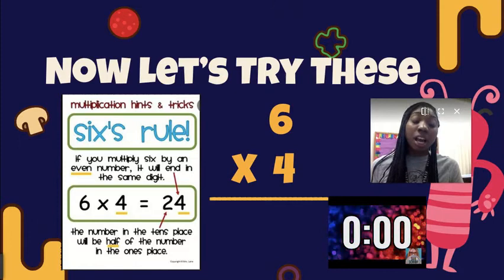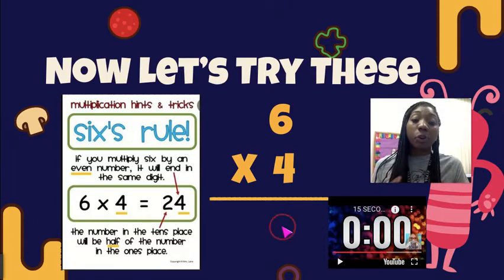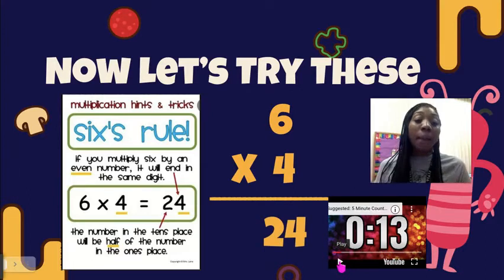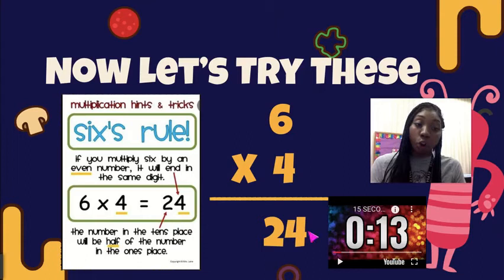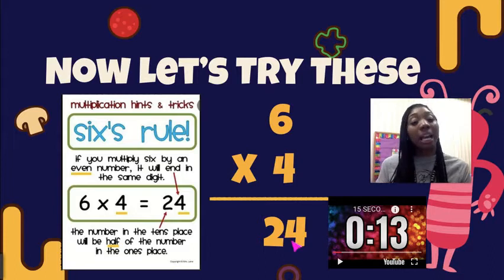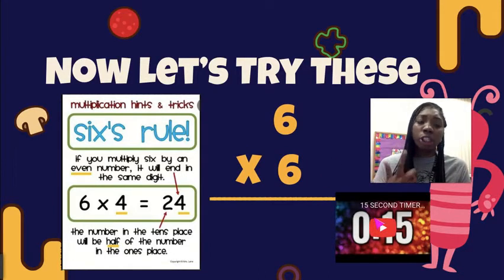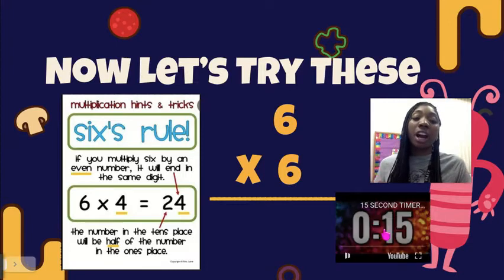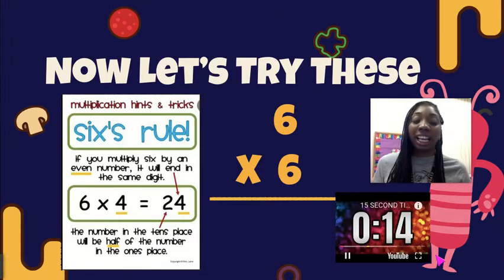Okay, time's up. 6 times 4 is 24. You got it, because we know that the number we're multiplying by is going to be in the ones place, and we know that half of 4 is 2. So 6 times 4 is 24. Let's try another one. I want you to try 6 times 6. Are you ready? Okay, here we go. 15 seconds.